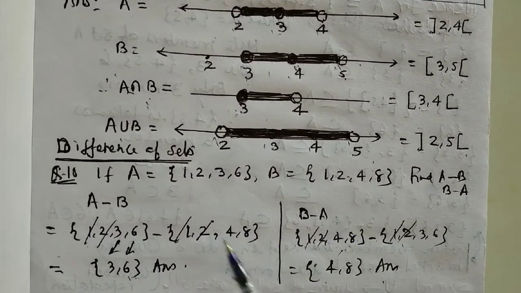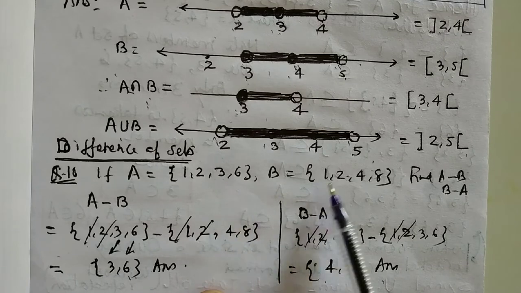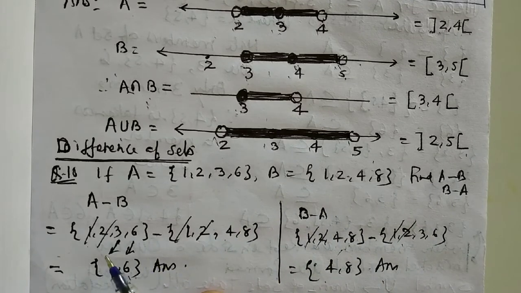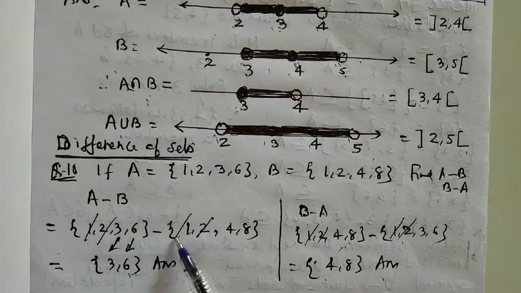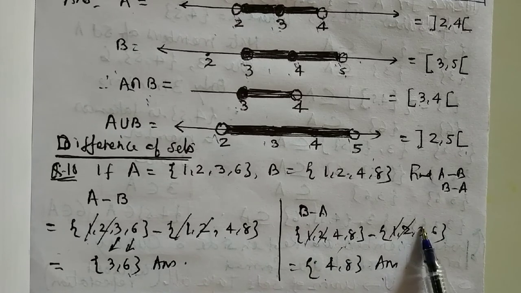Difference of sets is very easy. A is equal to 1, 2, 3, 4 and B is equal to 1, 2, 4, 8. Find A minus B, B minus A. A minus B: put the value of A minus B, cancel the common elements, whatever is left inside the first, 3, 6, is the answer. Now B minus A: cancel the common elements. The left elements are 4, 8.